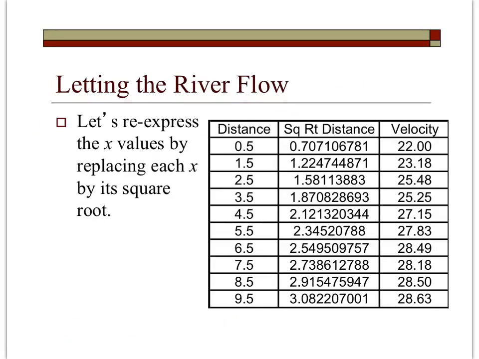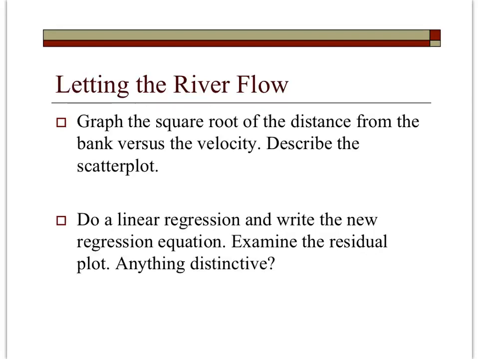So what we're going to do is re-express our distances as the square root of the distance, and graph the square root of the distance against the velocity. So we'll be using a model of the square root of the distance versus velocity. You can do this on your spreadsheet on the TI-Nspire by using the formula function, equals the square root of whatever distance is, and then just call this square root distance. Once you have that done, you can plot that and do a linear regression and see what you come up with. See if you can come up with anything distinctive.